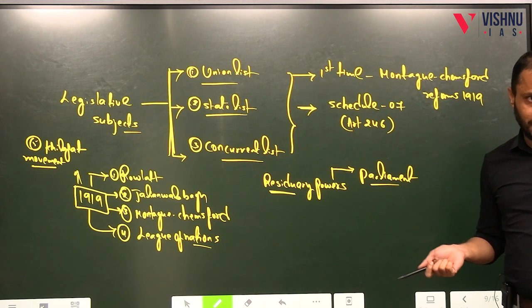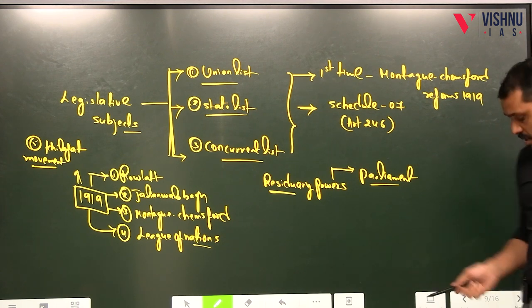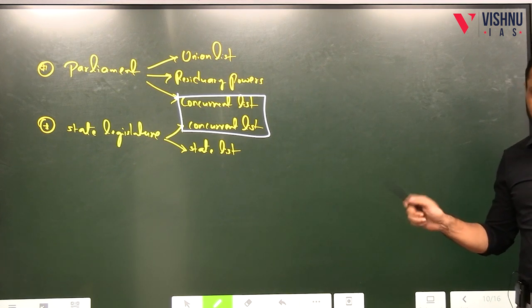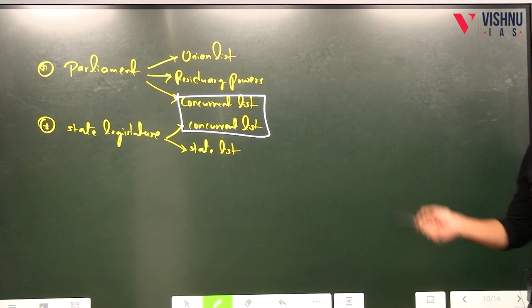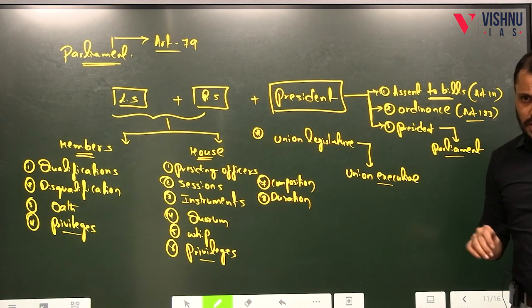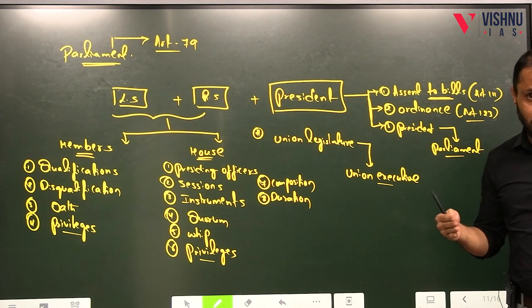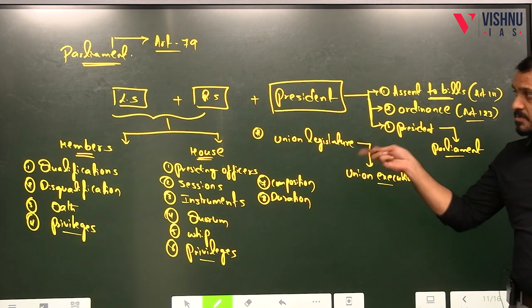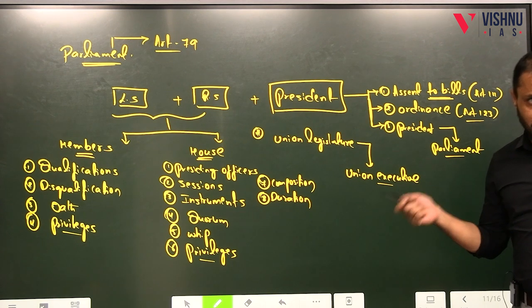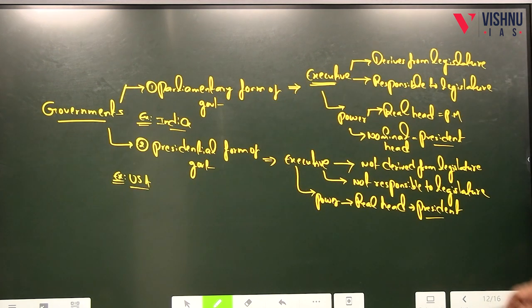Legislative subjects can be divided into three: union list, state list, and concurrent list. Exclusive control over the union list and residuary powers belongs to parliament. The state list belongs to the state legislature. On the concurrent list, both union as well as state can make laws. If they are aligned with each other, that's okay. If they conflict with each other, laws made by the parliament will prevail over the laws made by the states. Then we discussed what areas we are going to touch upon in the Indian parliament: members, houses, and matters related to the president, and how the executive is controlled by the legislature.